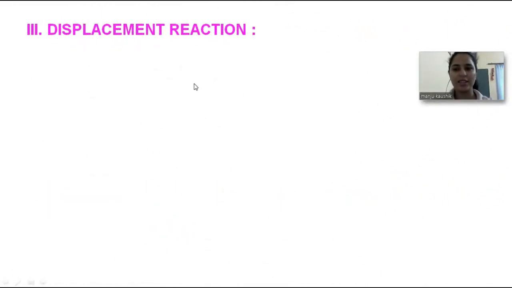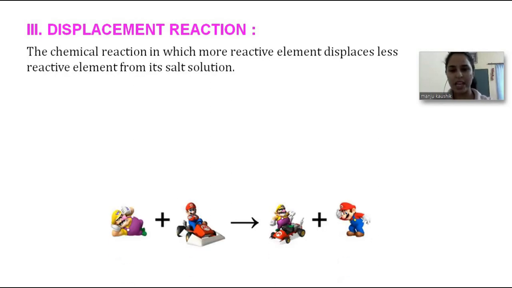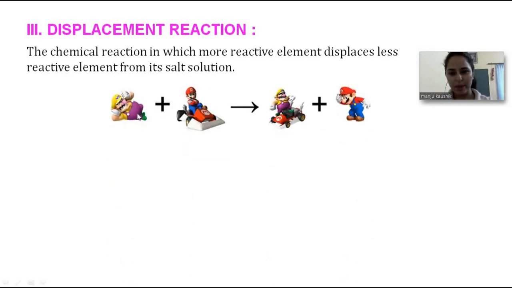Students, now we will do our third type of reaction, that is displacement reaction. So students, what is a displacement reaction? It is a chemical reaction in which a more reactive element displaces a less reactive element from its salt solution. See an example. This man in yellow can displace the other man in red because he is more powerful than him. So this is an example of displacement reaction. The substance which is more reactive can displace the substance which is less reactive. Okay, students, so this is displacement reaction.